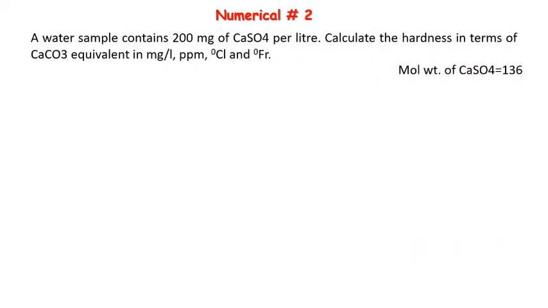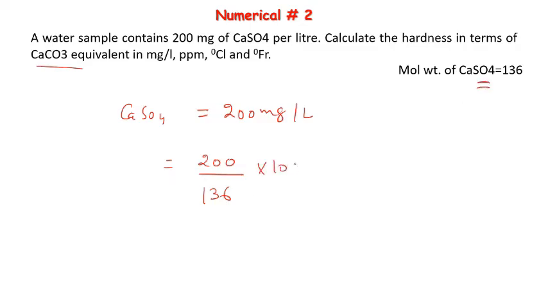The next problem: a water sample contains 200 milligrams of calcium sulfate per liter. So CaSO4 is equal to 200 milligrams per liter. Calculate hardness in terms of calcium carbonate equivalent. So what is the formula? The formula is 200 milligrams divided by its molecular weight 136, as I have written over here already, just to save some time, multiplied by 100.